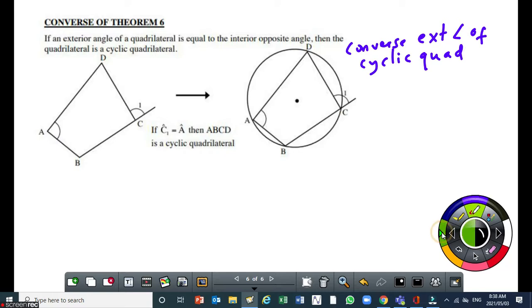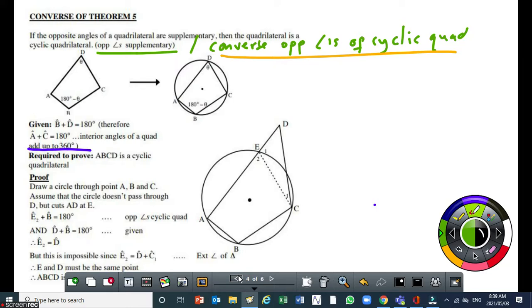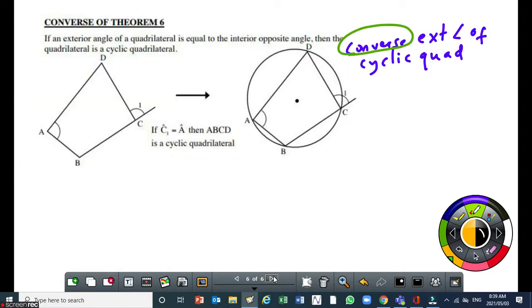And this word here is very, very important. That word converse, I need to emphasize that. Also, for the converse of theorem 5, that word converse is extremely important when you are using the converses, usually of theorem 5 and theorem 6. Later we are also going to use the converse of theorem 4, the converse of theorem 7, and also a converse for theorem 8. In fact, all the theorems have got a converse.